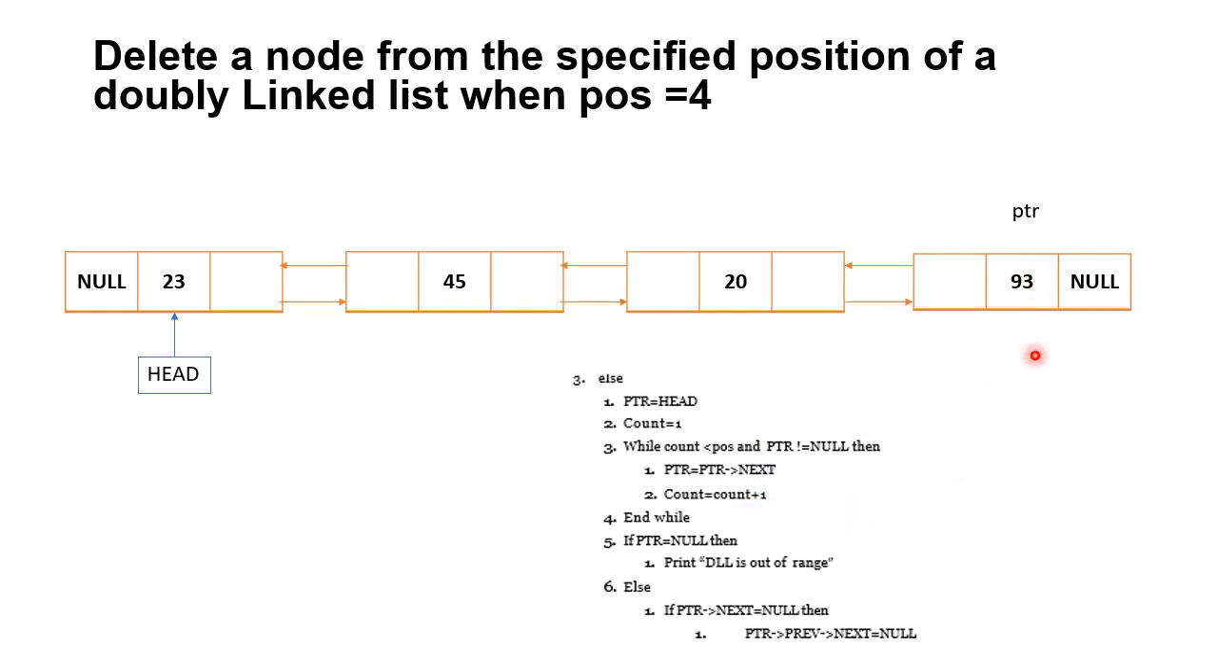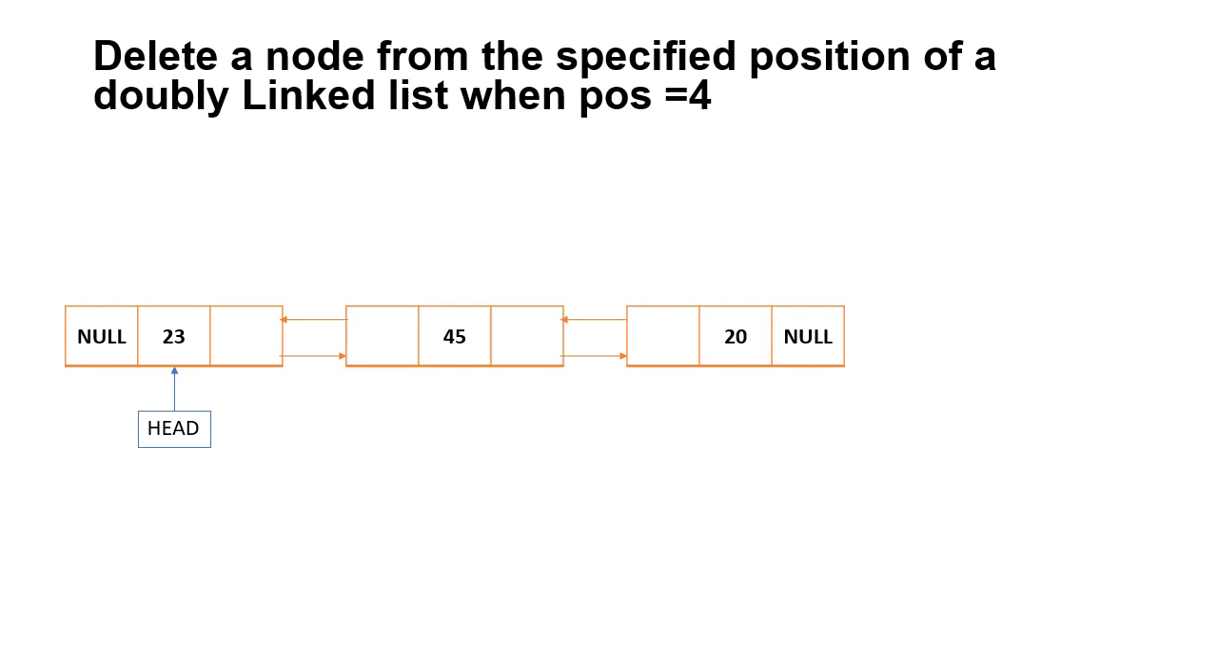Now we have to perform the deletion operation. So you can use the same logic we used to delete a node from the end of the doubly linked list. So if pointer next is equal to null, yes, pointer next part is equal to null. This means we are deleting the last node from the doubly linked list. So we should assign pointer previous, this is pointer's previous node, its next part is made null. So here we'll be having a null value, and thus this node will be deleted from the doubly linked list. So this is the doubly linked list after deleting a node from position 4.